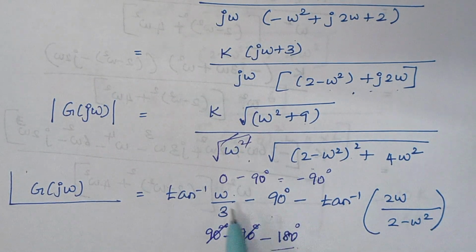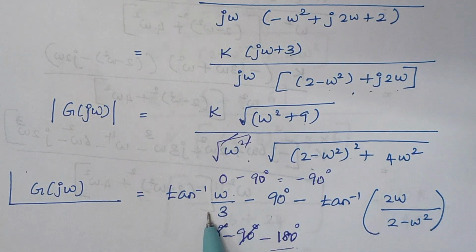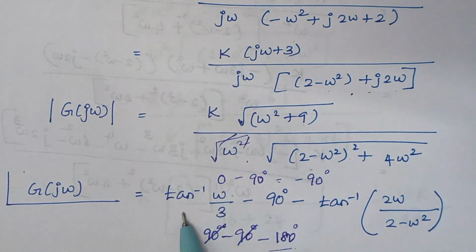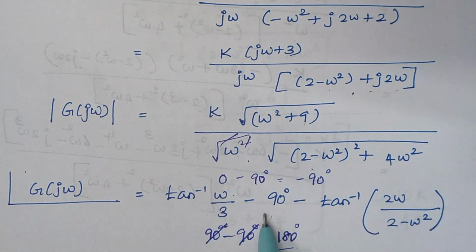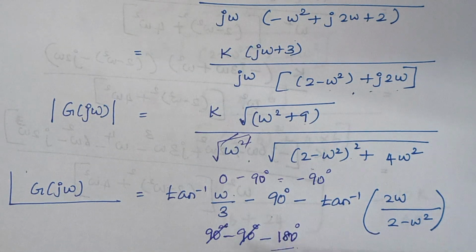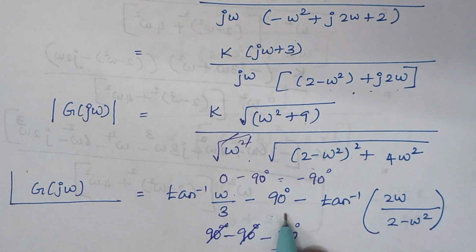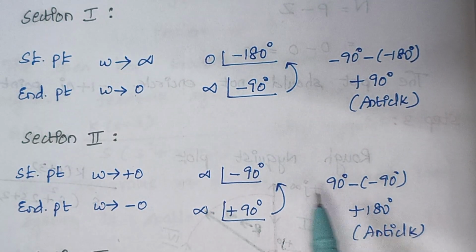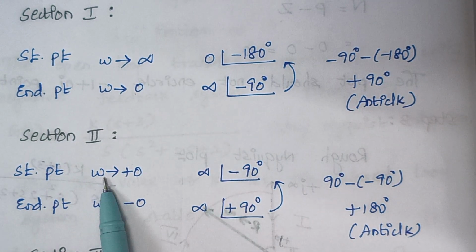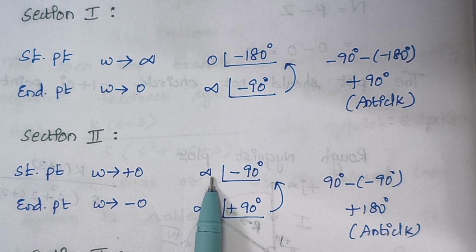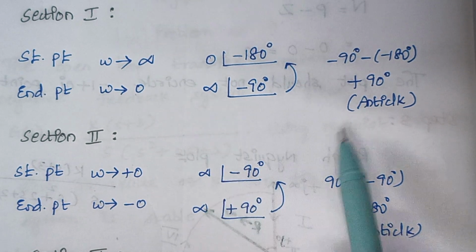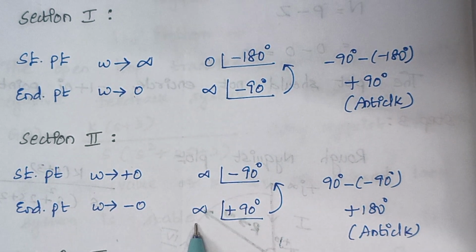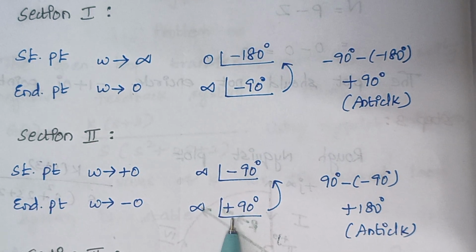And right now, because just now we have seen, when you substitute 0 degrees, this term reduces to 0, this term reduces to 0, finally minus 90. And again, when you substitute minus 0, here we have to introduce another minus sign. So minus of minus 90 will give you plus 90 degrees, right? So for when you substitute omega as 0, magnitude is infinity and angle is minus 90. When you substitute minus 0, again the magnitude is infinity but the angle is plus 90 degrees.